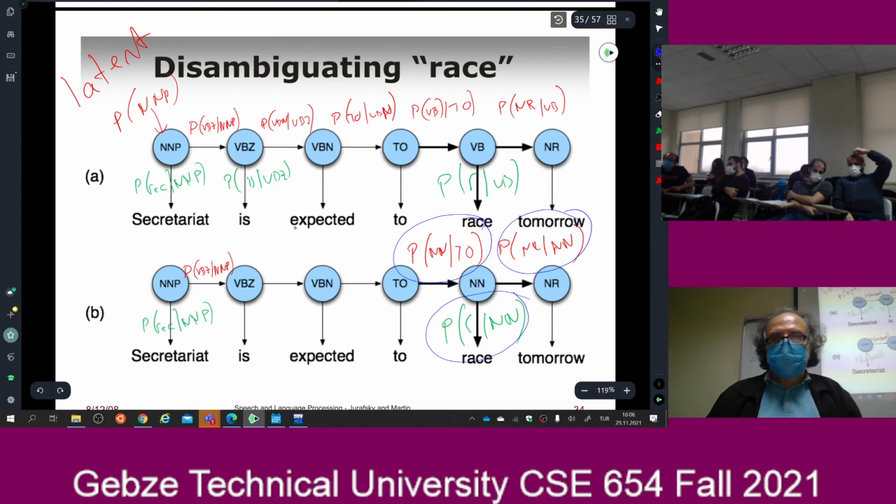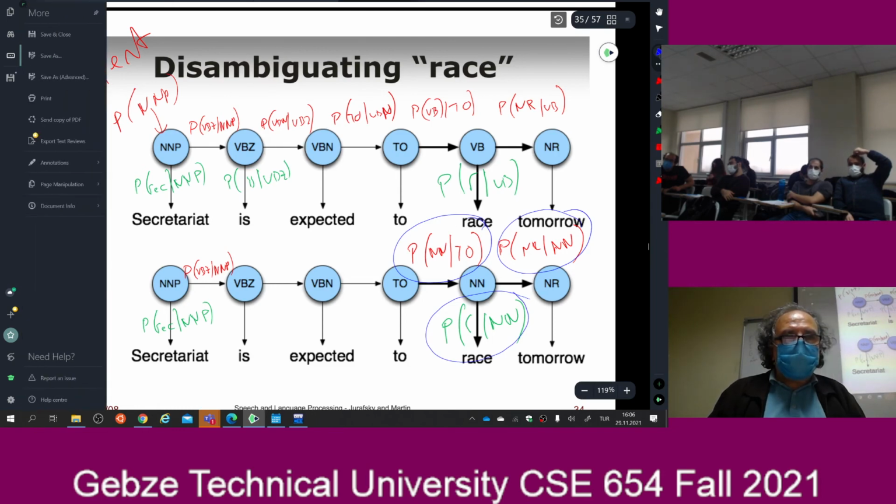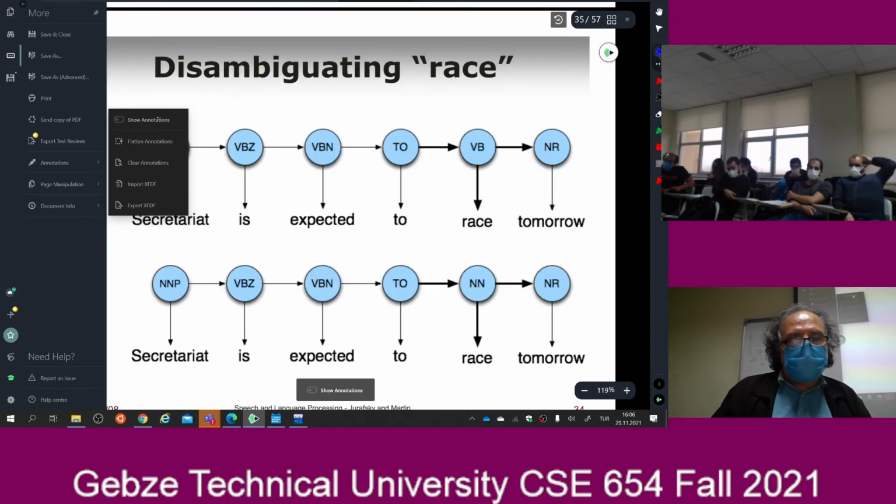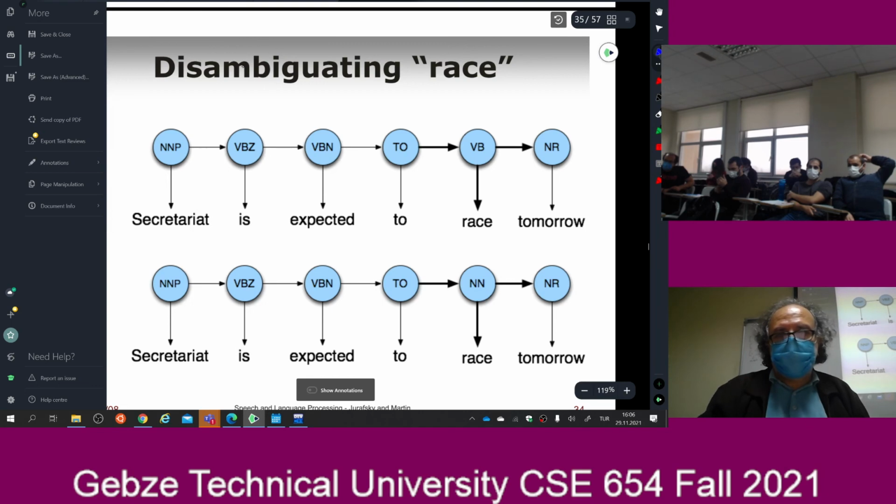Okay, I am sorry for the. Let me hide this because I cannot erase them. Let me hide this. Let me, if I can, annotations. Yeah, flatten, import, don't show annotations. Good.